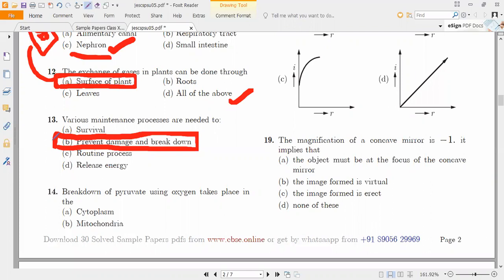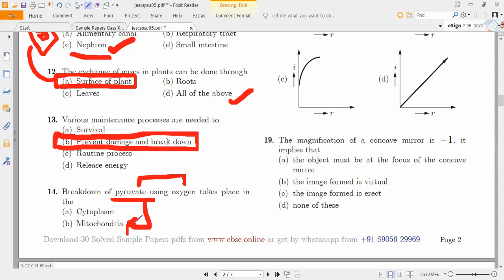So next, breakdown of pyruvate using oxygen takes place. Where? Mitochondria, sir. Not the cytoplasm. Whenever you get breakdown of pyruvate using oxygen, it takes place in the mitochondria only, not the cytoplasm. Please remember that.